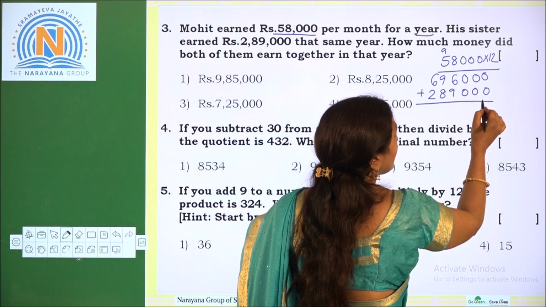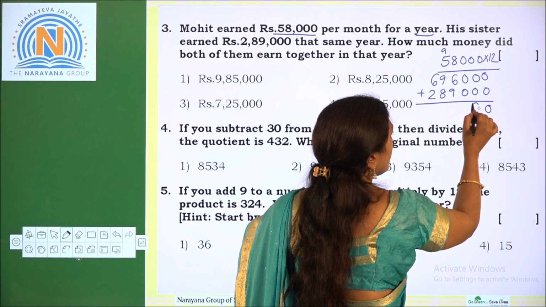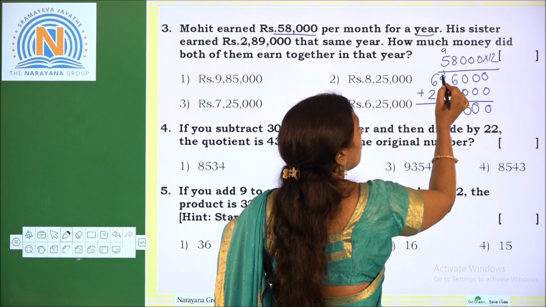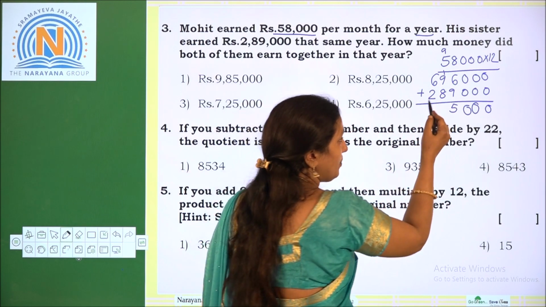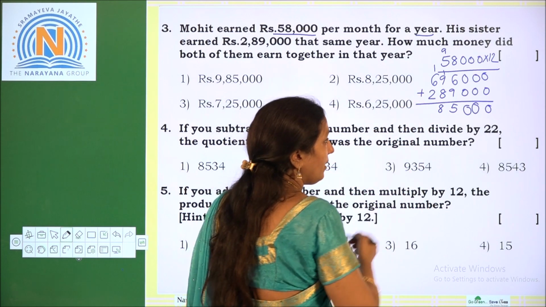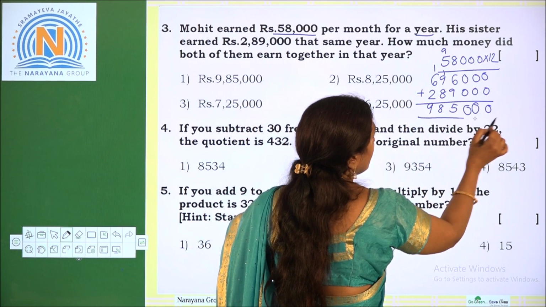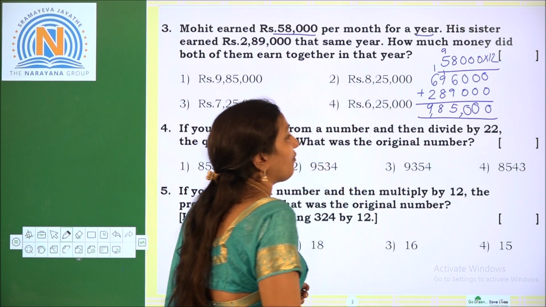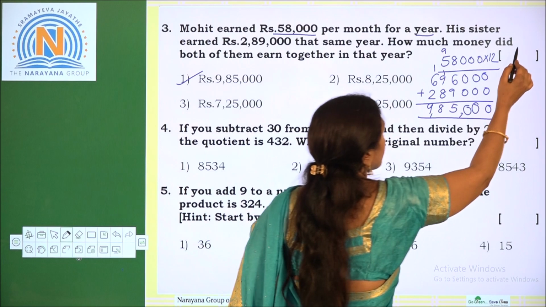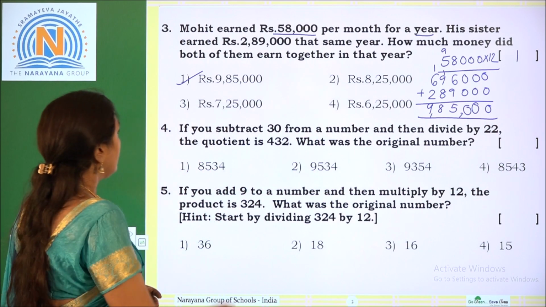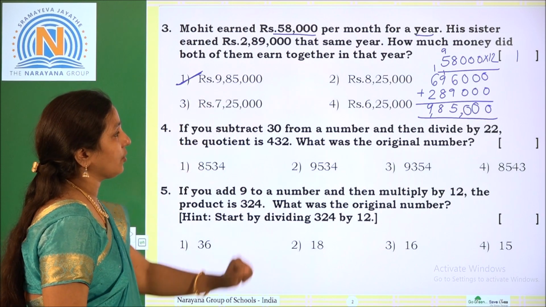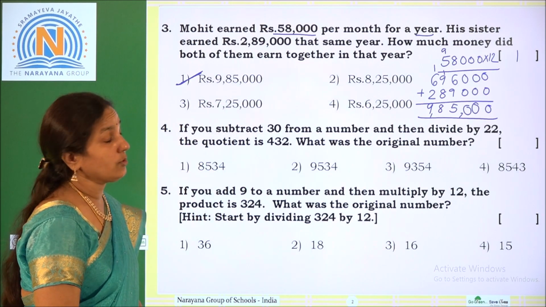We get 0 plus 0 is 0, 0, 0, 6 plus 9 is 15, 1, 1 plus 9 is 10, 10 plus 8 is 18, 1, 1 plus 6 is 7, plus 2 is 9. So we get 9,85,000. Which is the correct option? That is 1. The required option is 1.